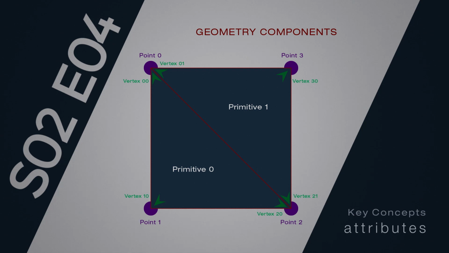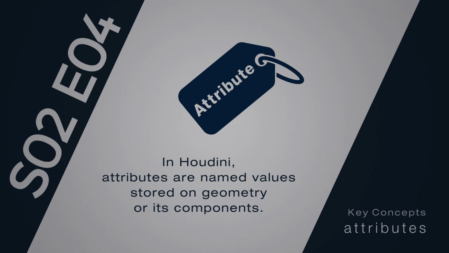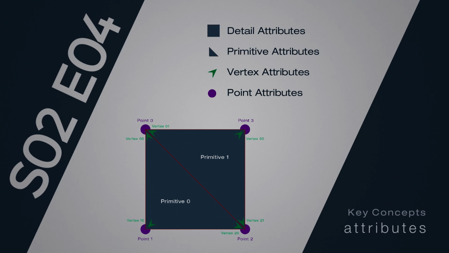We spend some time in learning the basics of geometry components because attributes and components have a direct relationship. And in Houdini, attributes are no more than named values stored on geometry or its components. If the attributes are stored once at the geometry level, they are called detail attributes. If they are stored at each primitive, they are called primitive attributes. If they are stored at each vertex, they are called vertex attributes. If they are stored at each point, they are called point attributes.